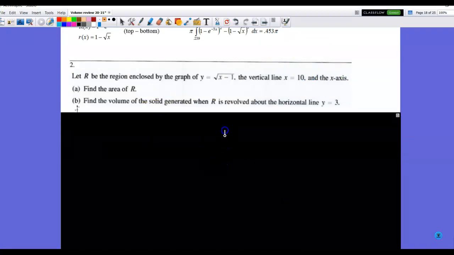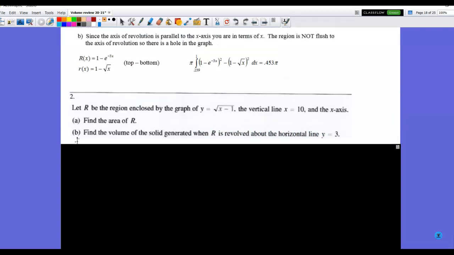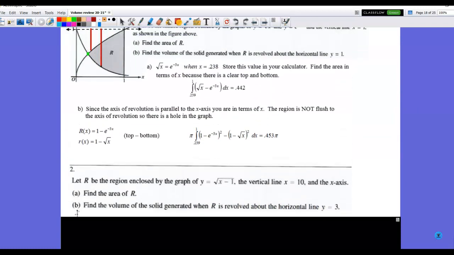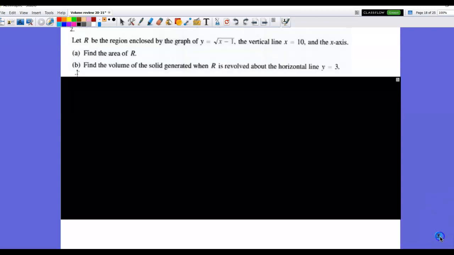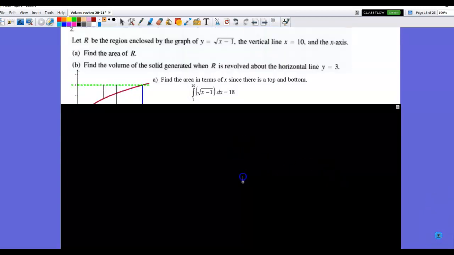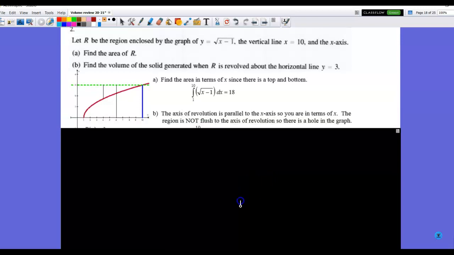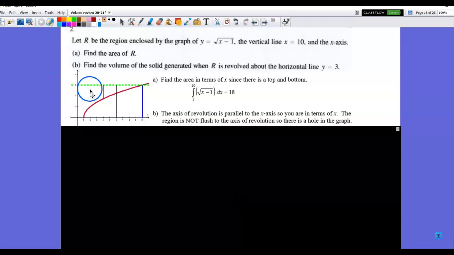In part B, we are finding the volume of the solid generated when the region R is revolved, this time around the horizontal line. Oh, it was horizontal before, wasn't it? Yep, so we're still going around a horizontal line, so we will still be in terms of x. And so I drew in the horizontal line. Drawing these graphs is very important for you to see what's going on. So here's my horizontal line, y equal to 3. There's clearly a hole because the region is not flush.